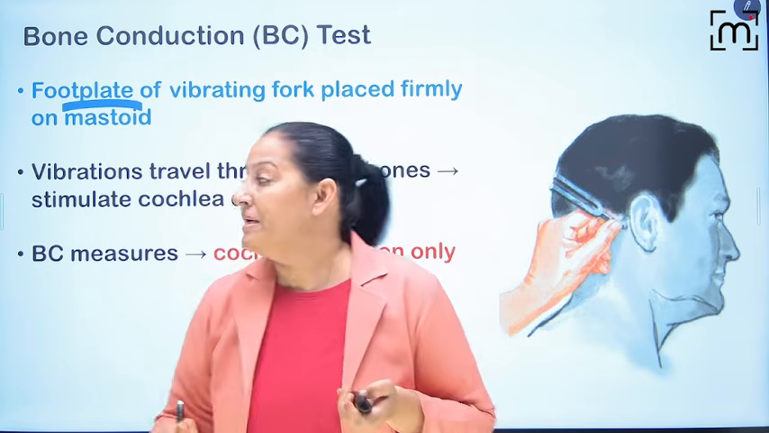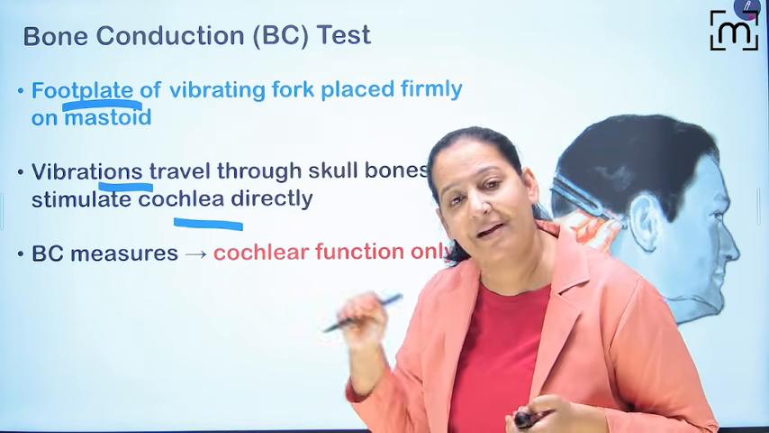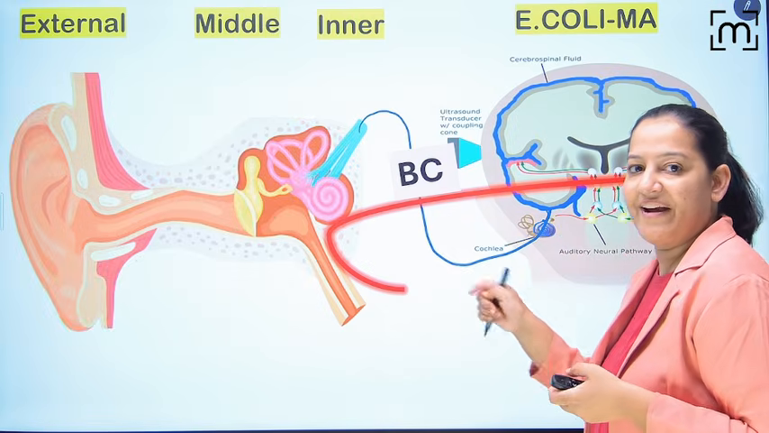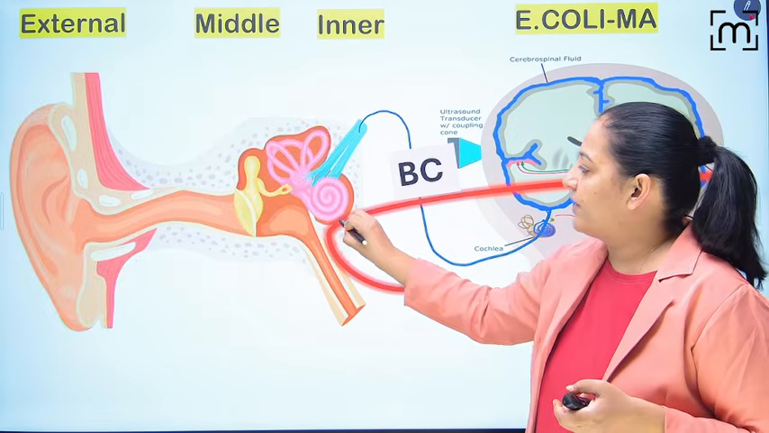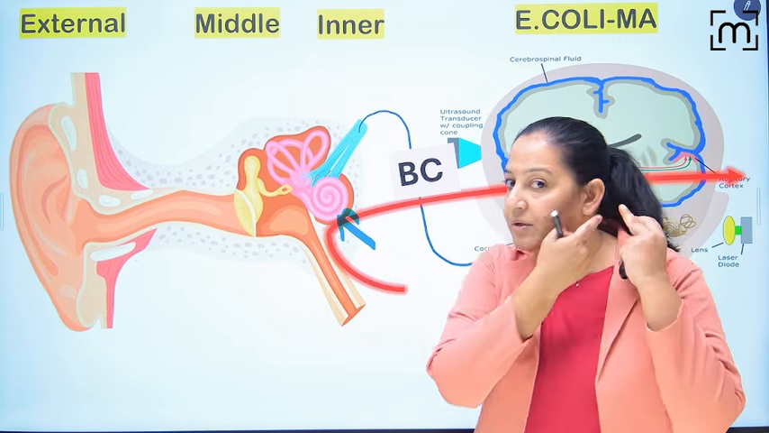You are getting my point? So vibrations directly activate the cochlea. So we are bypassing the conductive pathway. See the red line over here. I am giving the stimulus over here. This is my mastoid. I am giving the stimulus directly over here.